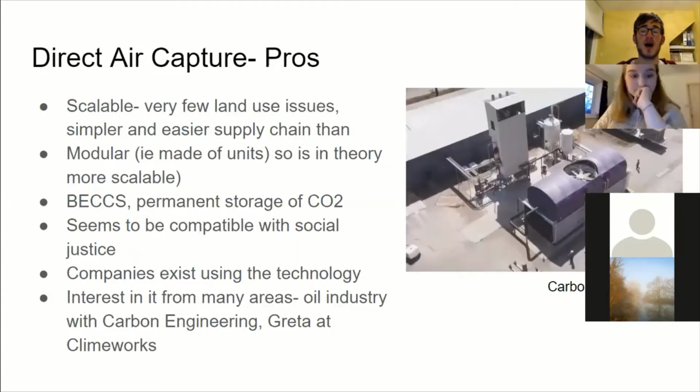What are the pros? It's potentially very scalable, except for potentially cost-wise, because there are very few land use issues. We don't have to grow lots of crops for this, for example. We'd also potentially have simpler and easier supply chains than BECCS, because we don't need to get plants from one side of the world to another and make sure that those plants are socially justly made. It's simpler than that because we're removing it directly from the air. It's modular, i.e. it's made of units. So in theory, it could be much more scalable because we could just build more and more units. There's no reason inherently why we couldn't do that.